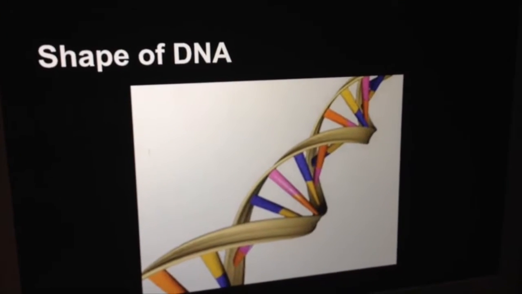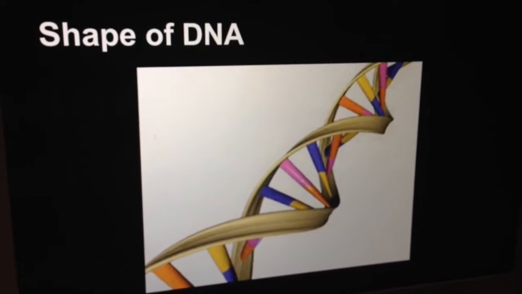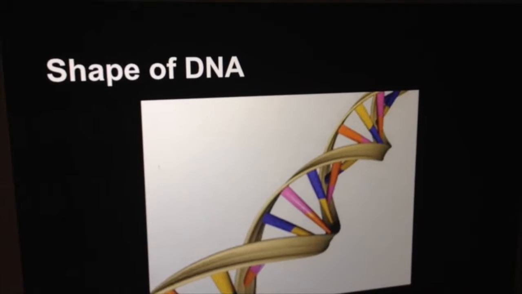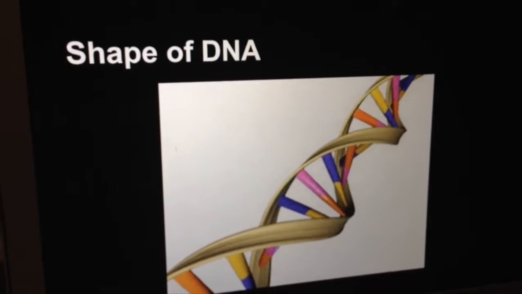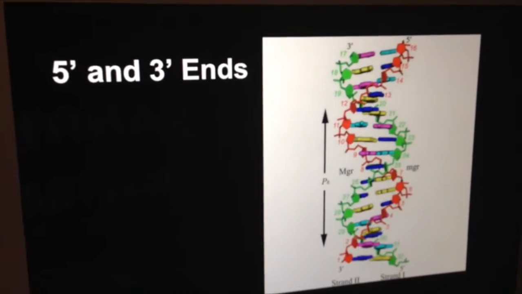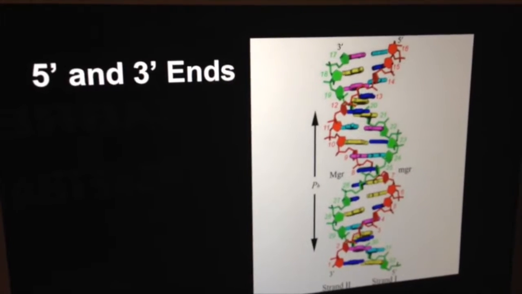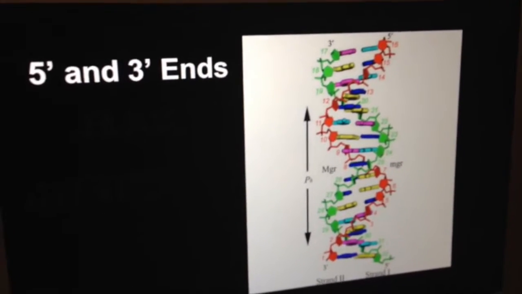DNA is shaped like a double helix. Watson and Crick founded this using the data that Rosalind Franklin found. I stopped and started it to go over the parts that I wanted. 5 and 3 ends. They're called 5' and 3', and they go from 3 to 5, but not 5 to 3.